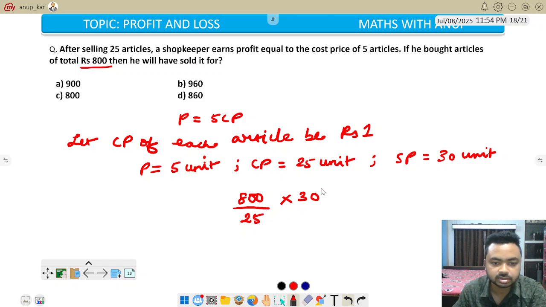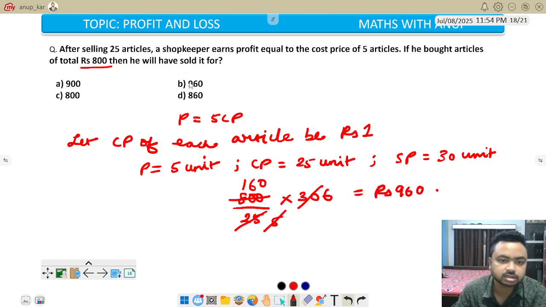So 5 sixes are 30, 5 fives are 25, and 5 into how much? 160, so it will be equivalent to rupees 960. I hope it is clear. Let's proceed to the next part.